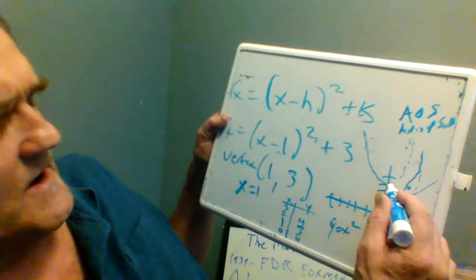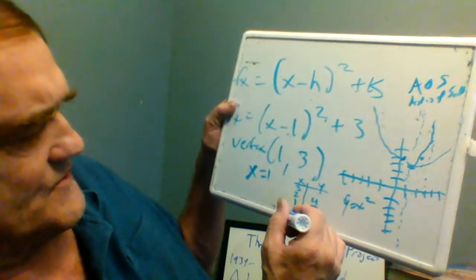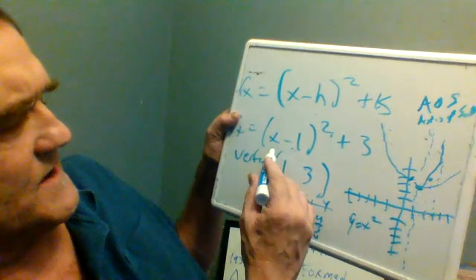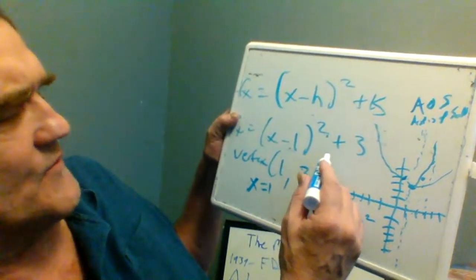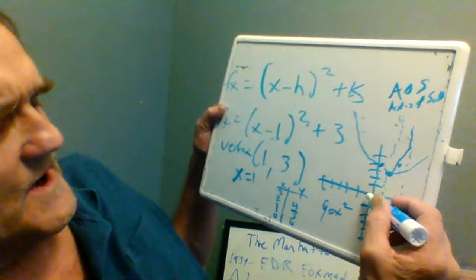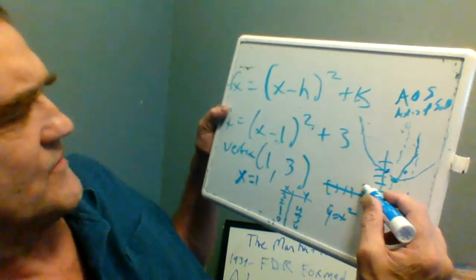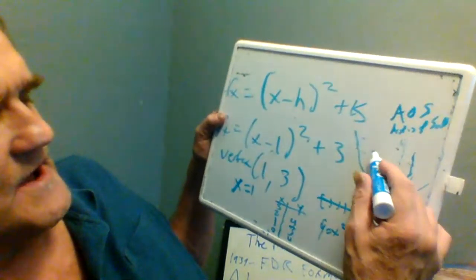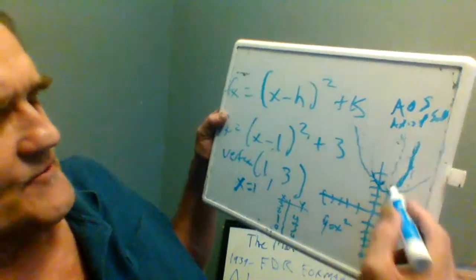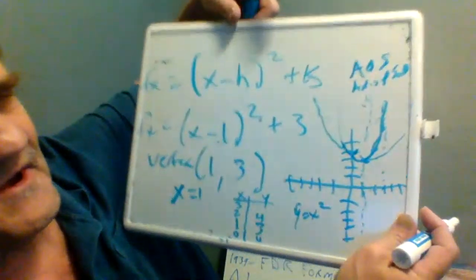Then say negative 1: negative 1 minus 1 is negative 2, squared is 4, plus 3 is 7. So you get negative 1, 7. You add it up, and it'll be like this, just like we thought it was going to be. That's how you're doing it.